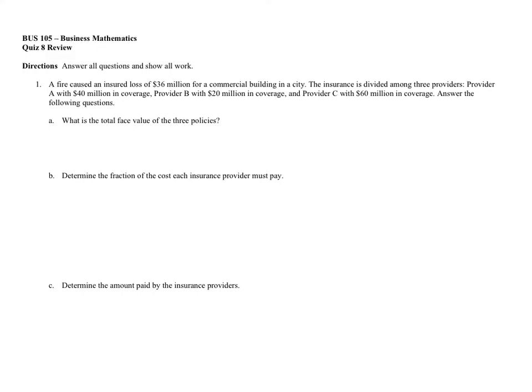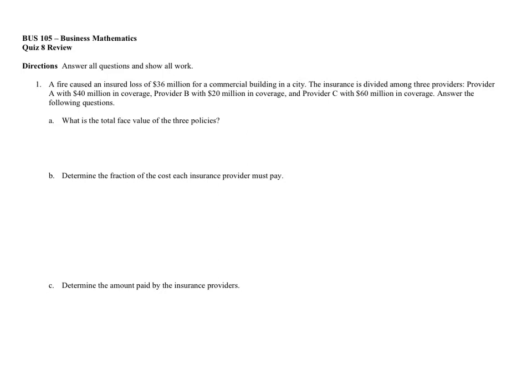For this question, let's assume that a fire caused an insured loss of $36 million for a commercial building in a city, and that the owners of this building have an insurance policy from three different providers, where provider A gives them $40 million in coverage, provider B gives them $20 million in coverage, and provider C $60 million in coverage. When they go to file a claim for this amount of money, and they have these three different providers, each provider will cover a percentage or a fraction of this 36 million, and we're going to figure out what that amount is.